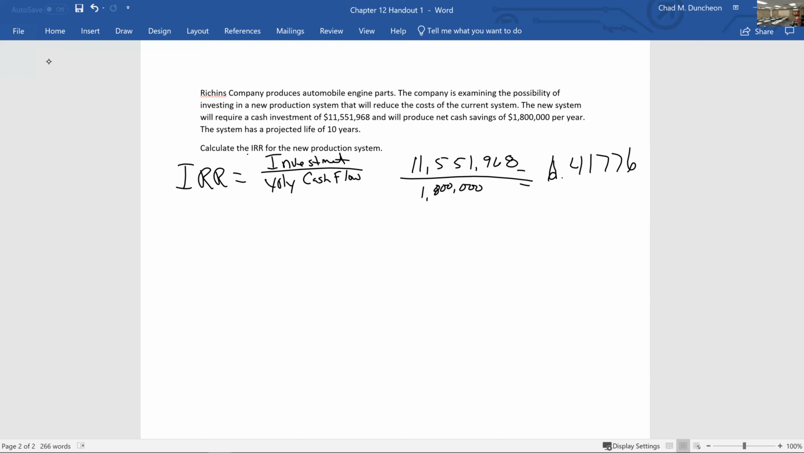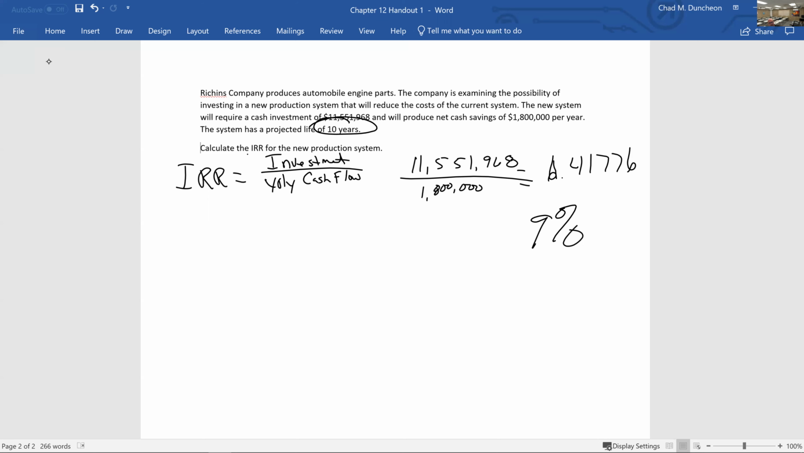So what I would do here is when I look at my chart, I would look at my periods. And I know that I have 10 years. Okay, so I look at my 10 and I would just start scrolling across. And it is not till I get to 9%, my chart, 10 years for 9% says 6.41766. That's as close as we're going to get right there. So we have a 9%.